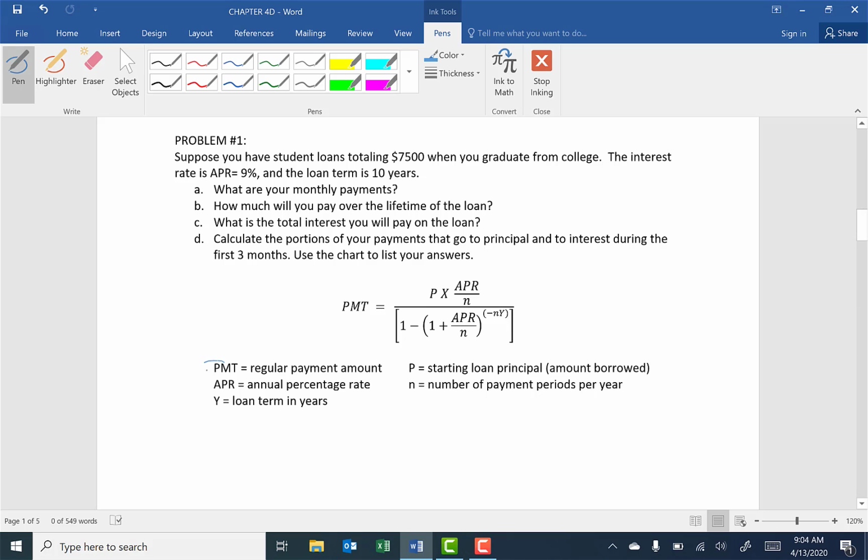We remember that payment is equal to our regular payment amount, and it's equal to P, the starting loan. In this case, what is that going to be for our problem? Our P is going to equal $7,500 because that is what we borrowed. Our APR is going to be 9%, so that's 0.09. Our number of payments per year, we are making monthly payments, so there will be 12. And the loan term in years is 10 years, so Y equals 10.